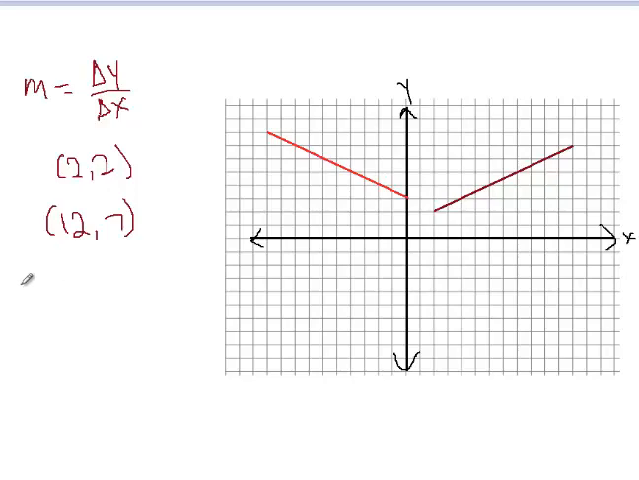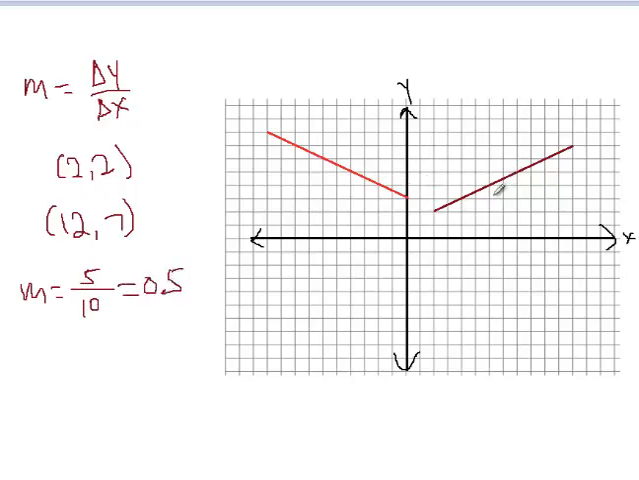So just figure out the change in y divided by the change in x. For the change in y, just take one y value minus the other y value. It makes no difference which one you use. You could use 2 minus 7 or 7 minus 2 as long as you're consistent about it. If you're going to use 7 minus 2, then you also have to use 12 minus 2. If you're going to use 2 minus 7, you have to use 2 minus 12. Either way, you're going to get the same answer in the long run. 7 minus 2 is 5, and 12 minus 2 is 10, which is a half, or 0.5.